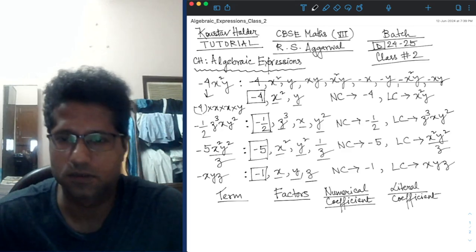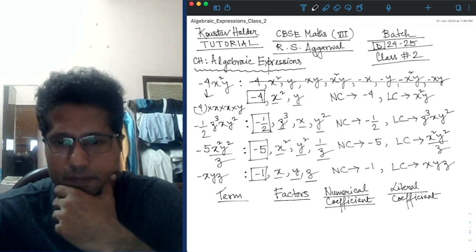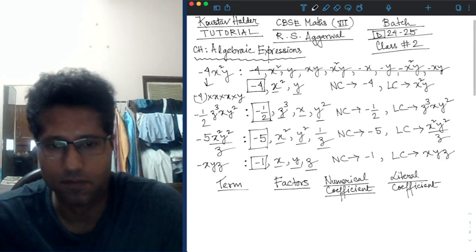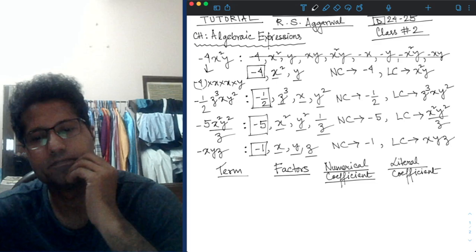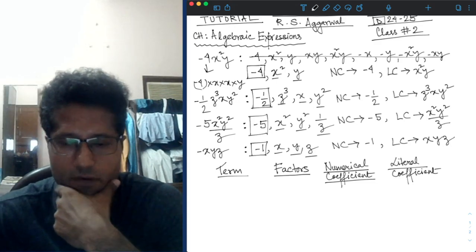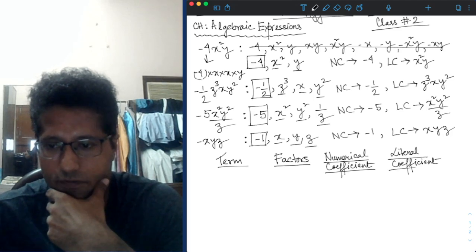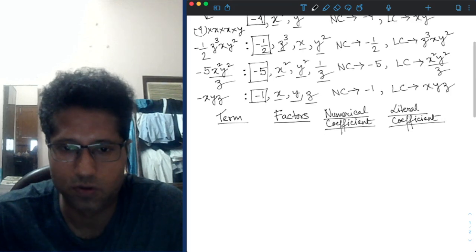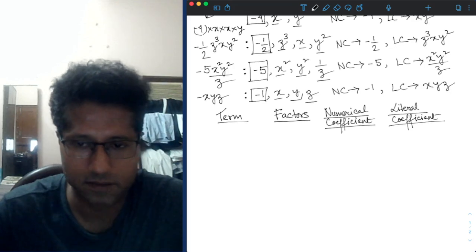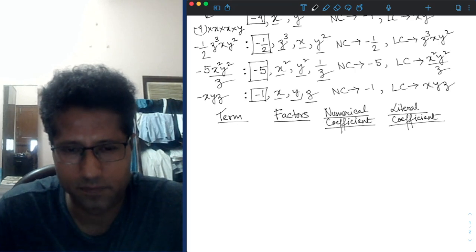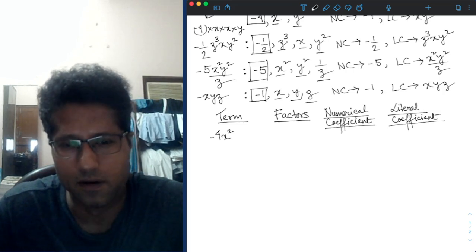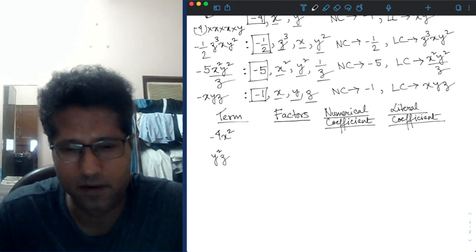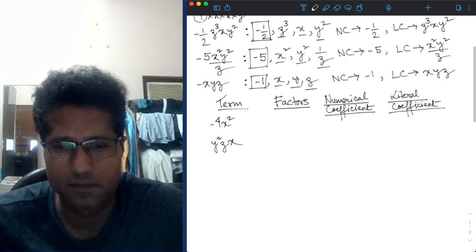Now let's try some more terms and see what their factors are, what the numerical coefficient of the term is, and what the literal coefficient of the term is. Just a few more examples so that it is clear. Let's say minus 4 x square is the first term. Let's say y square z x is another term.